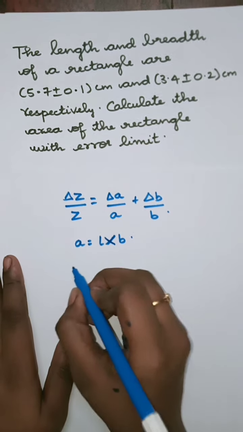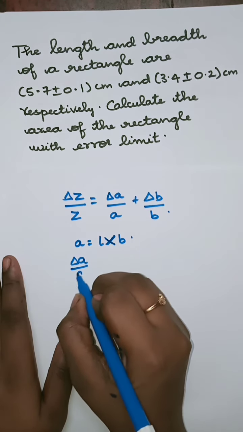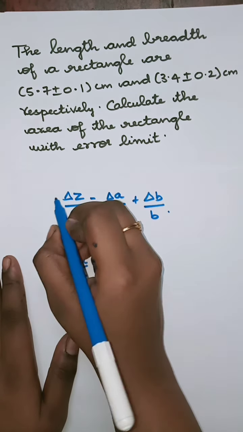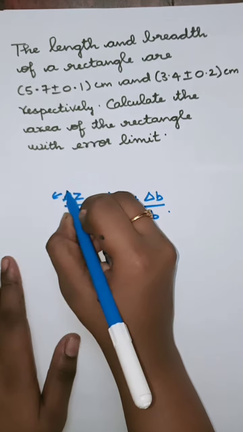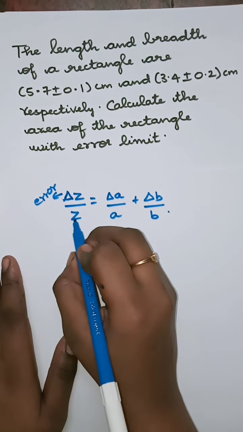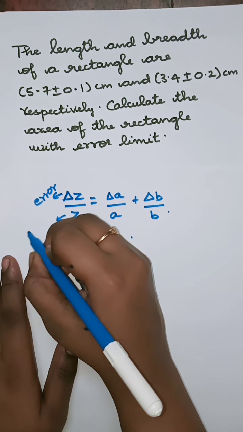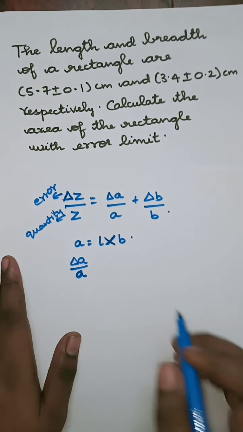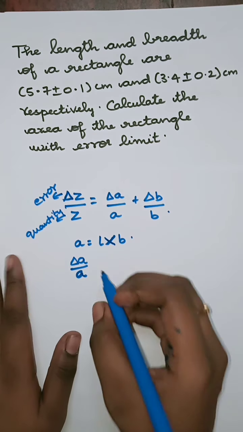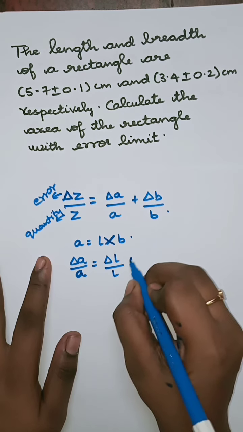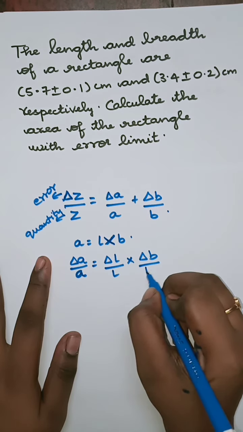Now how will you do this problem? Del A by A. What is this del Z here? If del is present, then it represents the error. If del is not present, then that is the actual quantity. Okay, got clarity? Del A by A is equal to del L by L plus del B by B.